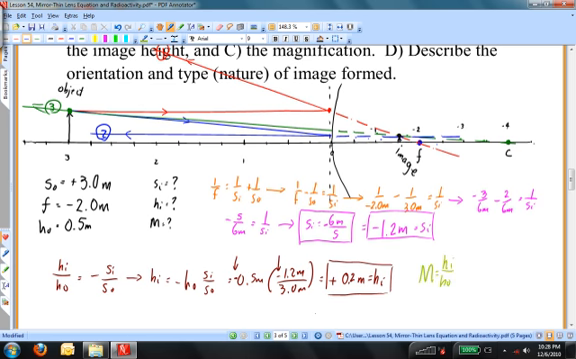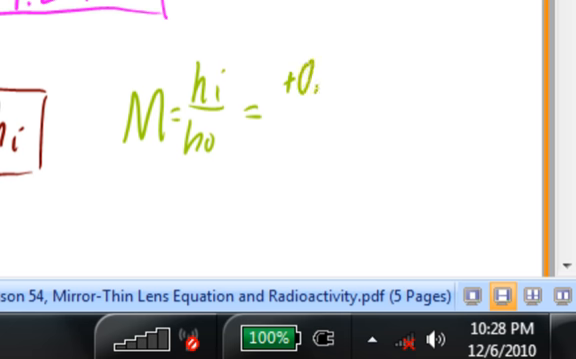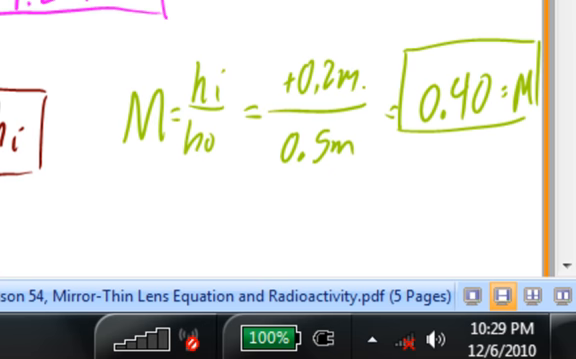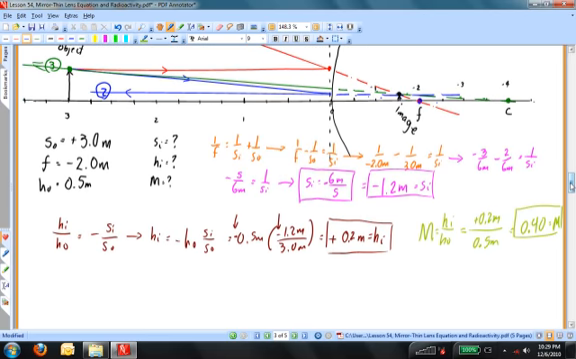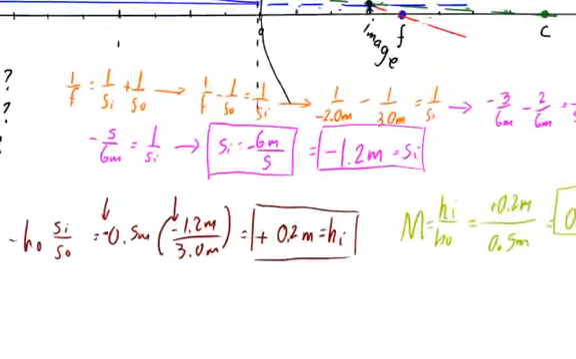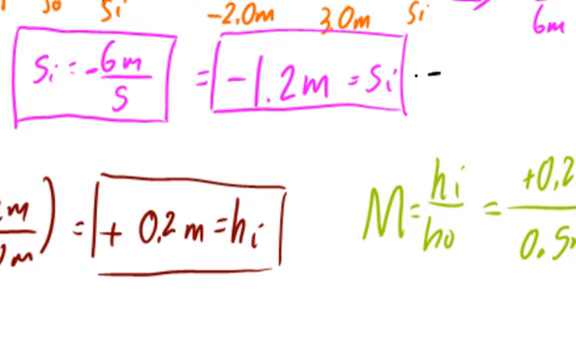Now the magnification. The magnification is HI divided by HO. HI is plus 0.2 meters. HO is 0.5 meters, and we can figure that out. The image is 4/10 as tall as the object is. Now let's classify the image according to its nature, its size, and its orientation. In order to find the nature of the image, we look at our sign conventions, and we see that since SI is a negative number, this is a virtual image.